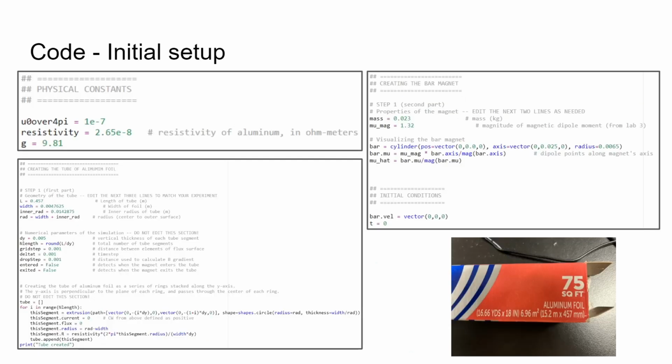Next, code was written to simulate the motion of the magnet through the tube. This code assumed the tube of aluminum foil to be a collection of tiny, imaginary conductive rings stacked on top of each other. This will be important later. As per usual, the first thing to do is to set up some constants, notably, in this case, the resistivity of aluminum foil. Then, using the dimensions of the tube of aluminum foil and a provided function, the digital tube of aluminum foil was created. Finally, the magnet was created using the mass and mu mag recorded in Lab 3.